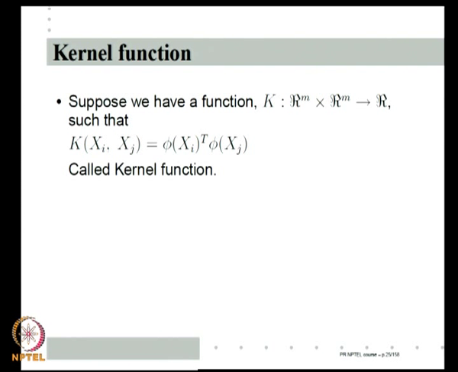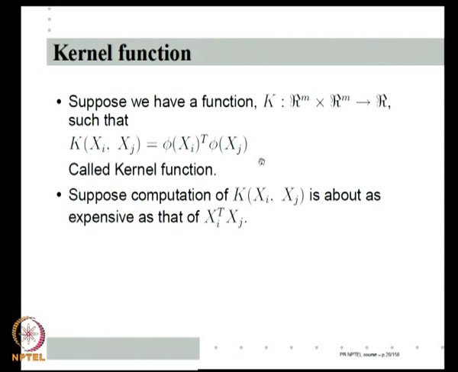This is what we said last time. Suppose there is a function k that takes two m dimensional vectors and gives me a real number, so that k(x_i, x_j) is phi of x_i transpose phi of x_j, that is z_i transpose z_j. We call such a function a kernel function. What do you mean by there is such a function? Of course, there is such a function. If you give me phi, I can define k(x_i, x_j) to be phi of x_i transpose phi of x_j.